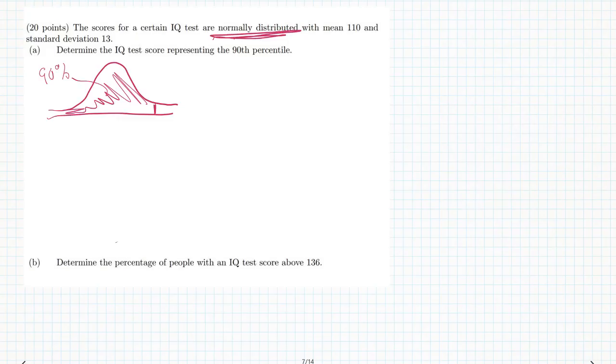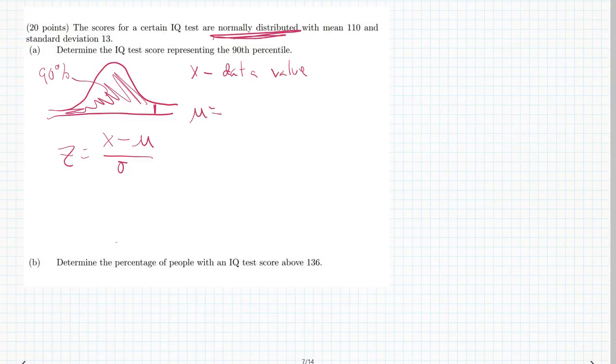Well, in order to do that, it's nice if you have a graphing calculator, you can figure this out exactly. But without, we're going to use a table, and don't worry, tables will be provided. And you're going to try and get a z-score. And remember, what we're looking for is a data value. So x is the data value. Mu is the mean, which in this case happens to be 110. And sigma equals the standard deviation, which in this case equals 13.